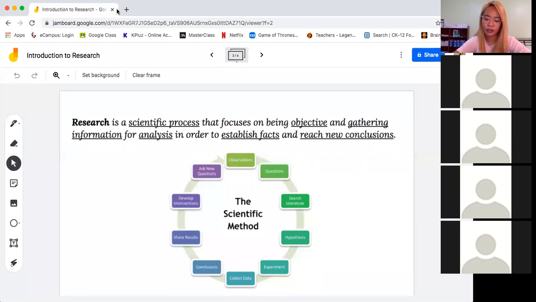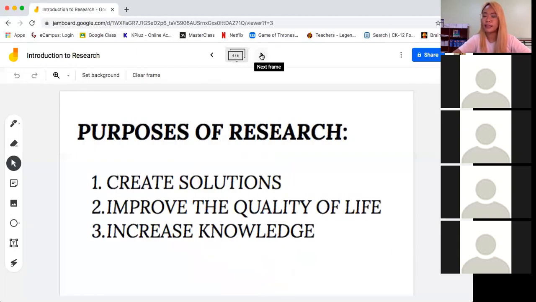So sabi nga niya dito, isa sa mga naging ideas ninyo when it comes to research is finding cure to illnesses, to diseases, such as itong vaccine natin. So that is true. We are establishing facts, we are creating something new, creating new theories, creating new concepts, creating new ideas. So that is research. So based on this definition, ano nga ba ang purpose ng research?